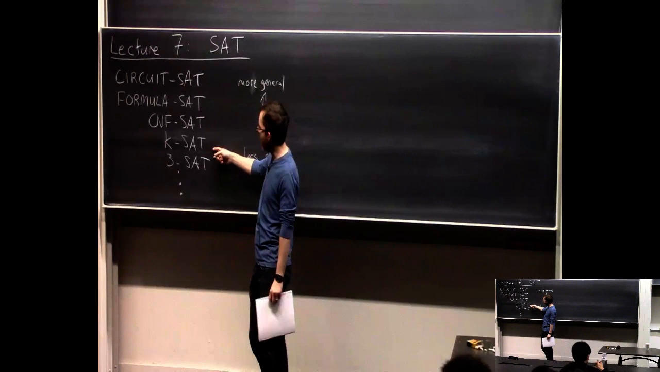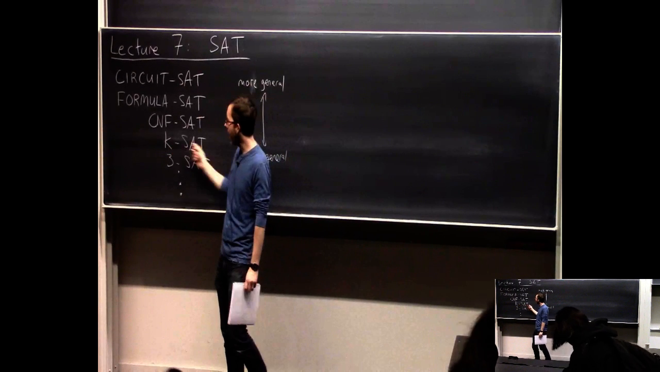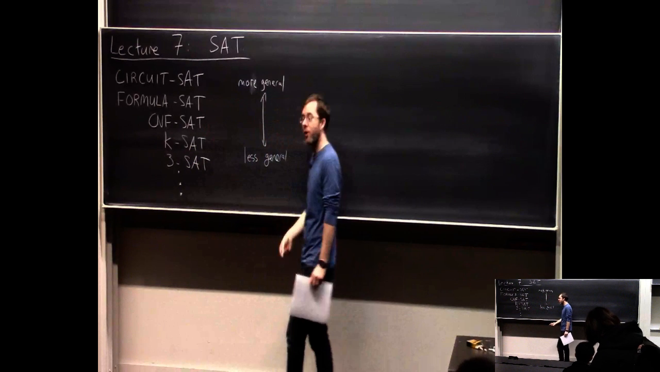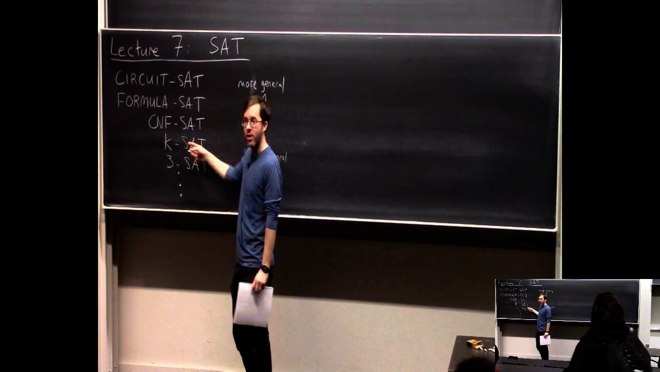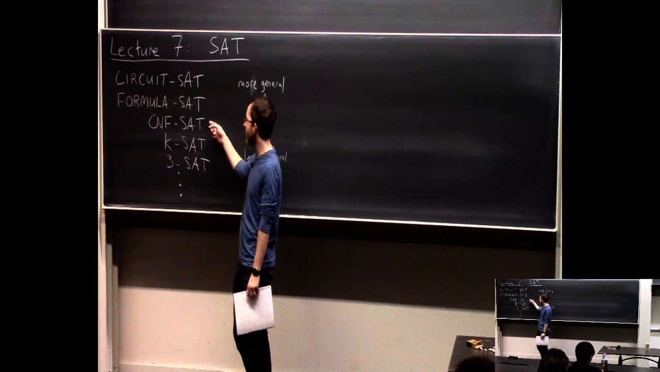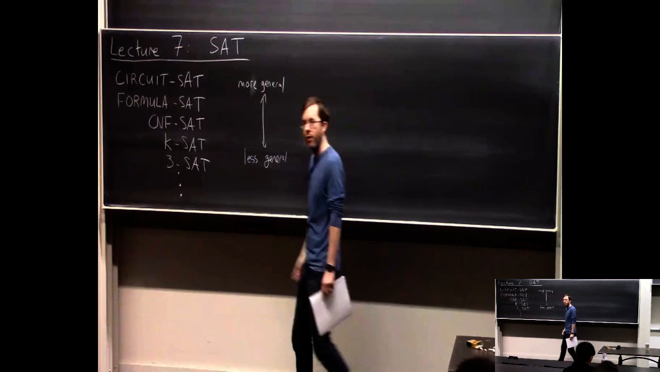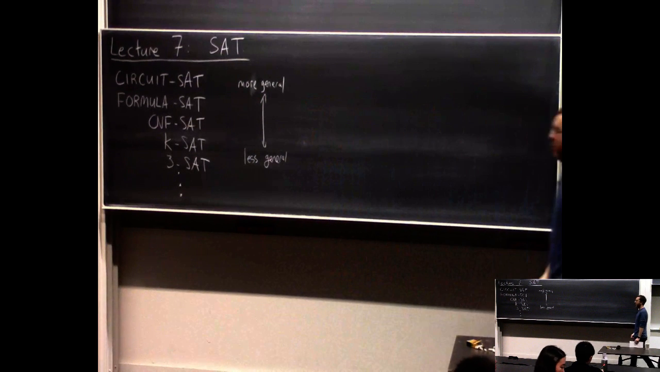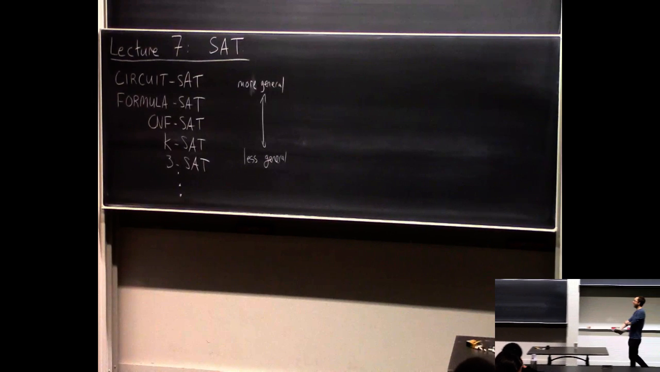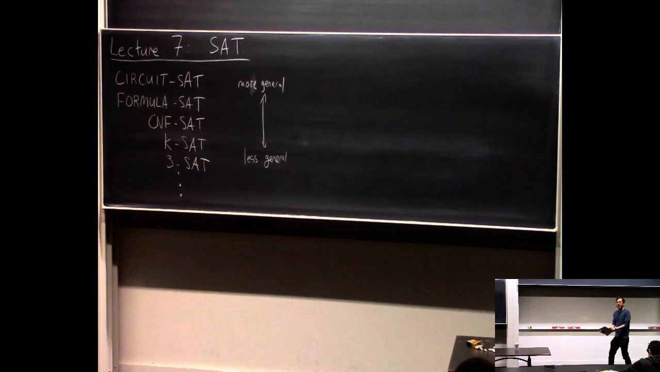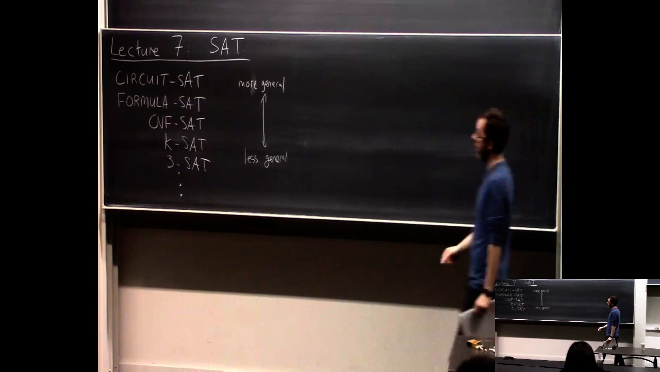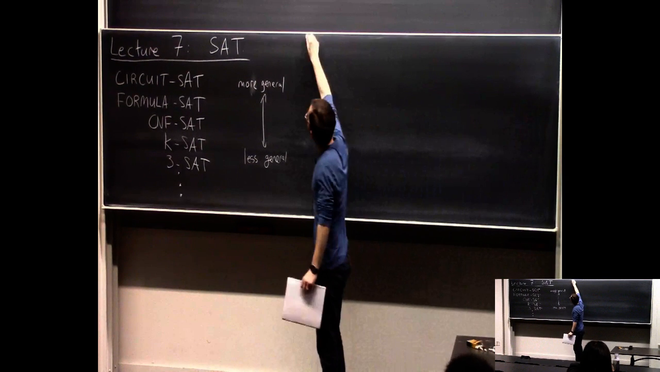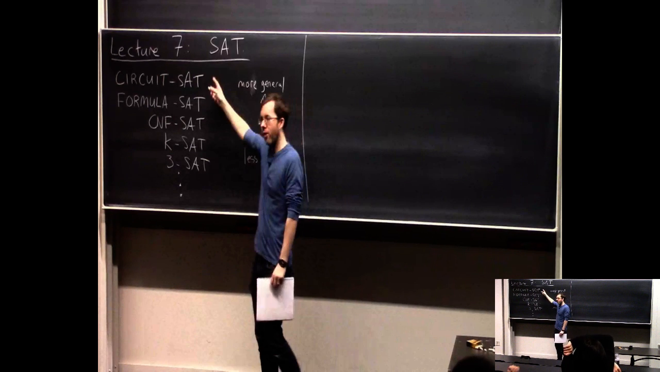And K-SAT is a family of problems, one for each number k. And these are special cases of CNF SAT, so they're potentially easier. And one particular choice of k is 3-SAT. So 3-SAT is a special case of all these problems, and so it's potentially easier. But still, it seems pretty hard. So that's exactly what we'll talk about in today's lecture. OK, so I'm going to talk about all these problems. And the first one on the list is circuit SAT.